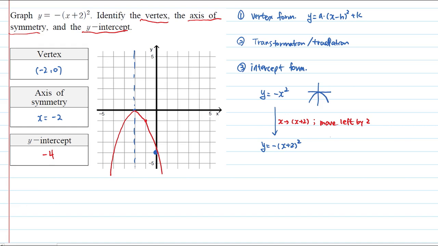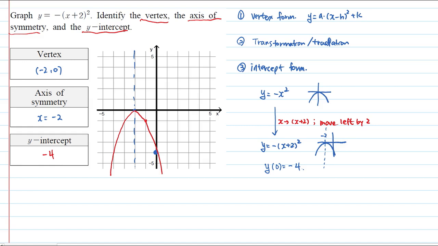So what happens is, you have this graph right here. This graph will move left by 2. So this point will be negative 2. Okay, so that's the graph that is given to us. So the vertex will be negative 2 comma 0, just like before, and the axis of symmetry will be x equal to negative 2. Finding the y-intercept, you have to plug in 0 for x, and then you will get negative 4.